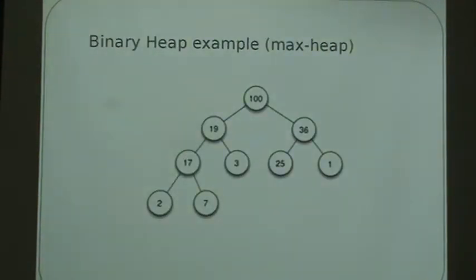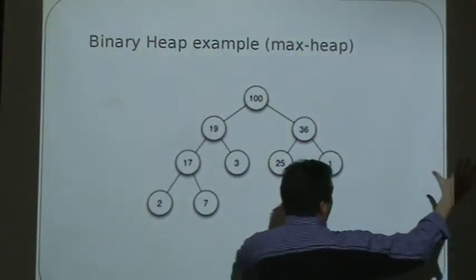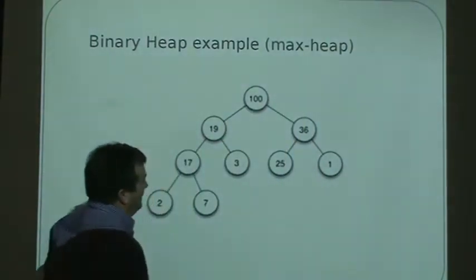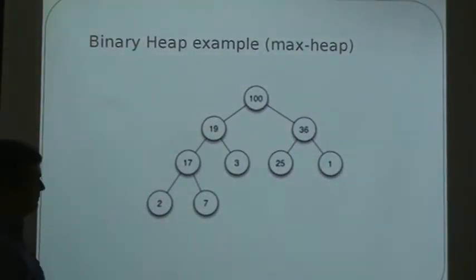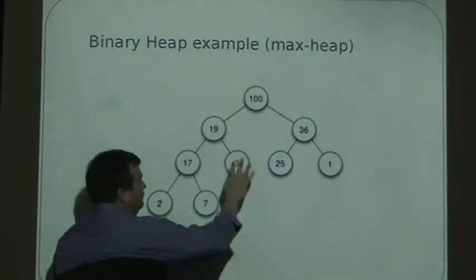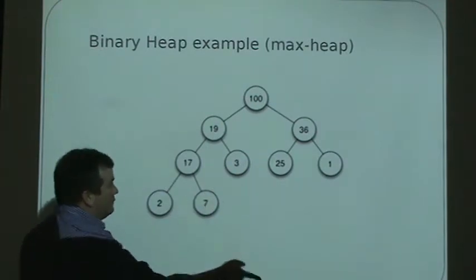Suppose, for example, we had this heap, and then a sister heap, and we wanted to put the two into one big heap. What would we have to do? If you wanted to take two heaps and merge them into one big heap, you would take the root of one and the root of the other and ask which one's the biggest one, and that becomes the new root.